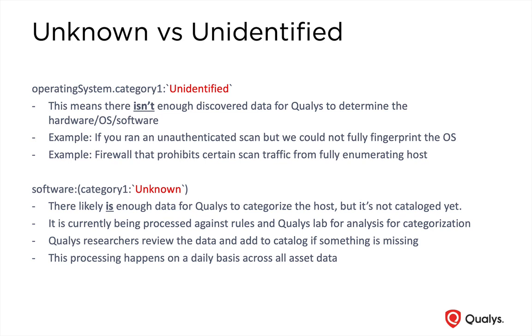And then moving forward, you'll see it for all new things that are discovered that are the same software or operating system or hardware. So this processing of that unknown category happens on a daily basis across all asset data. So let's say one Qualys customer has this unknown piece of software, and then we're able to catalog it, then that unknown piece of software will actually populate for all Qualys customers.